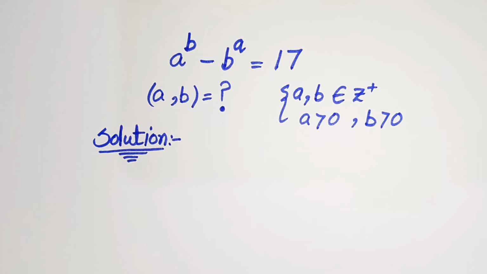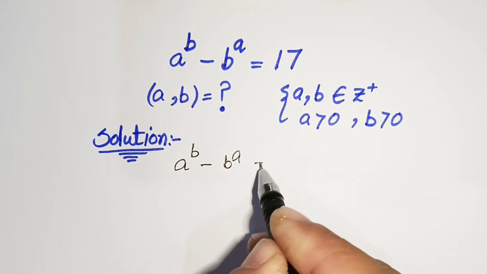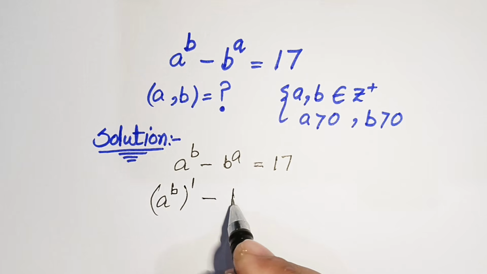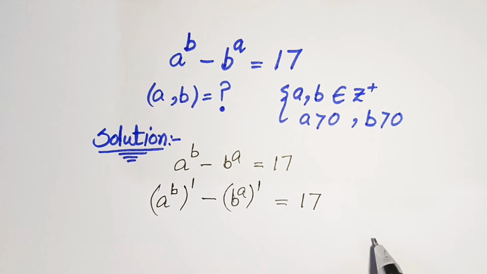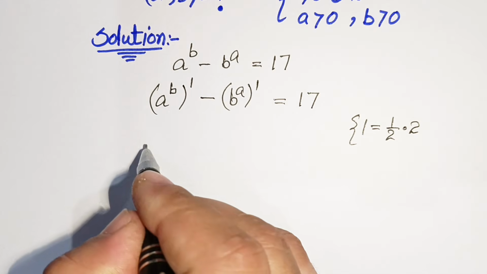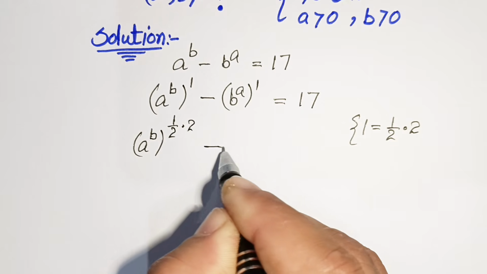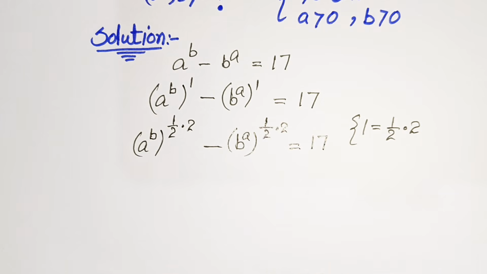Now starting our solution, our problem is a to the power b minus b to the power a is equal to 17. Now if we write a to the power b whole to the power 1, there is no difference, then minus b to the power a whole to the power 1 is equal to 17. We also know that this 1 can be written as 1 over 2 times 2, so cancelling 2 with 2 we get the same result. Now substituting this here, a to the power b whole to the power 1 can be written as 1 over 2 times 2, and similarly b to the power a whole to the power 1 over 2 times 2 is equal to 17.